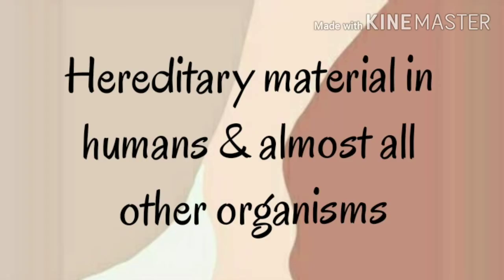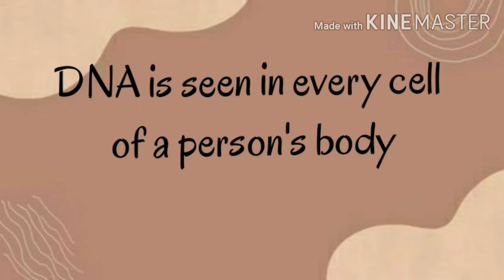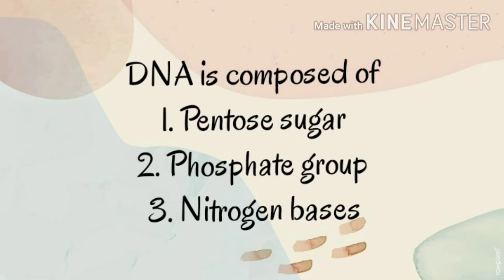Talking about DNA, we can say that it is almost the same in the majority of organisms, and all our cells are composed of DNA in the nucleus. Only a few exceptions are there. In case of some organisms, the genetic material is not DNA, but the majority of organisms have DNA as their genetic material. And we can say that DNA is composed of mainly three items, that is a pentose sugar, a phosphate group, and nitrogen bases.